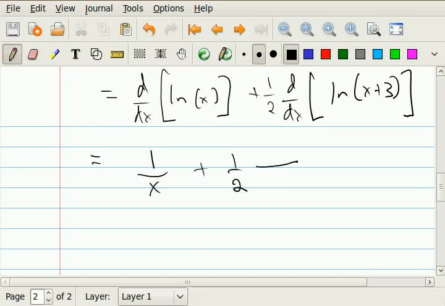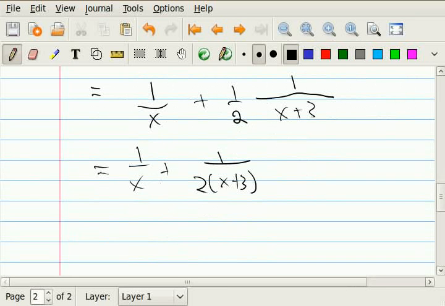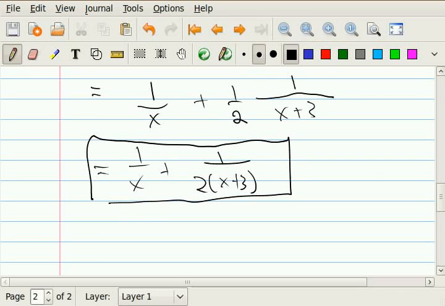I have to take the derivative of natural log of u, but the derivative of u, this thing, is just 1. So that's 1 over u, which is x plus 3. So at the very end I get 1 over x plus, I could write this as 1 over 2 times x plus 3 if I want to combine that into a fraction. And that's the correct answer. If you wanted to, you could get a common denominator and add these together to get a single fraction, but this is okay. There's nothing wrong with that.